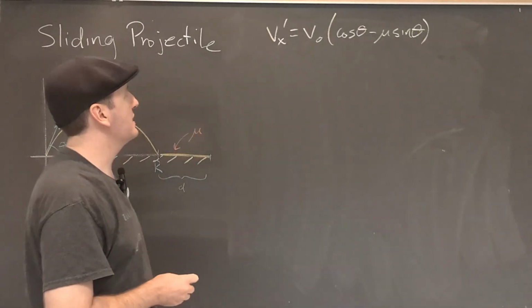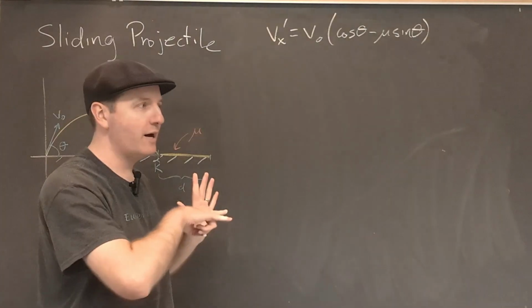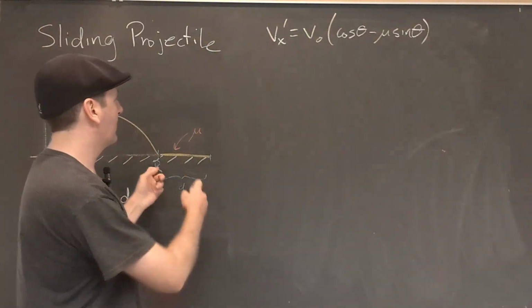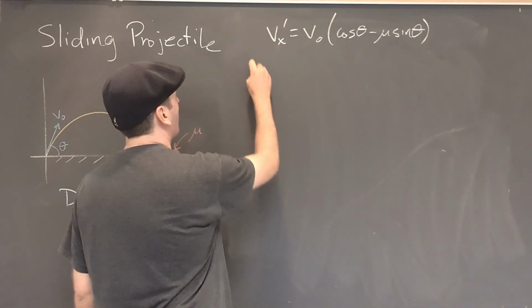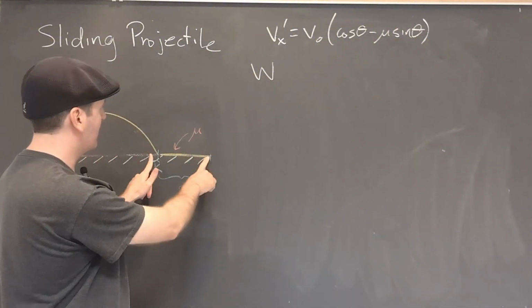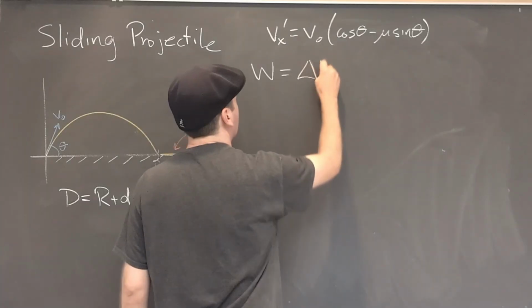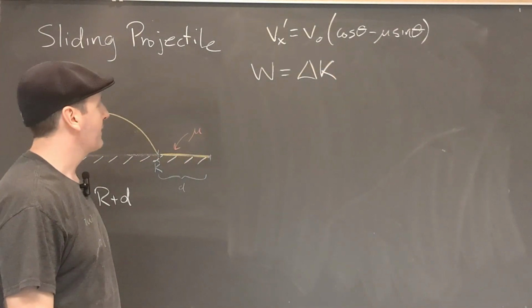Okay, so there's the velocity of my projectile immediately after it hits the ground and is now moving to the right, about to slide to a stop. To find out how far it goes, we'll just invoke the work energy theorem. It's probably easiest. So we know that the work done on the projectile as it slides along this distance will be the change in its kinetic energy. There's no change in potential energy here anyway.